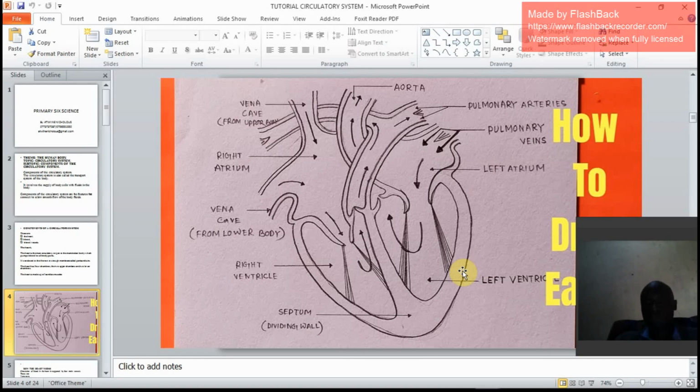Then pressure will be exerted here. This part will be closed, and blood will get a way out and pass through this aorta. It is through this aorta that blood will go to all the body parts. That is what we can discuss on blood circulation.